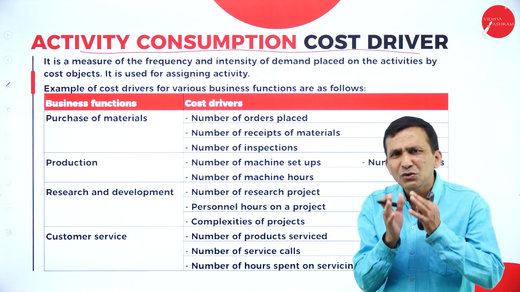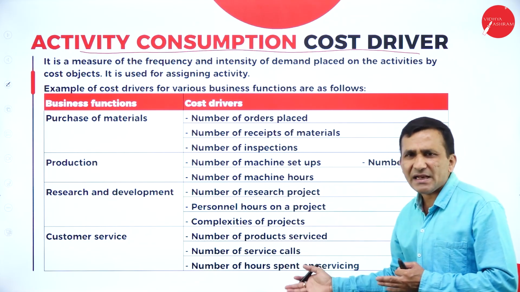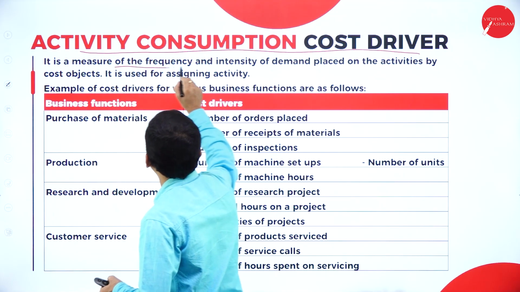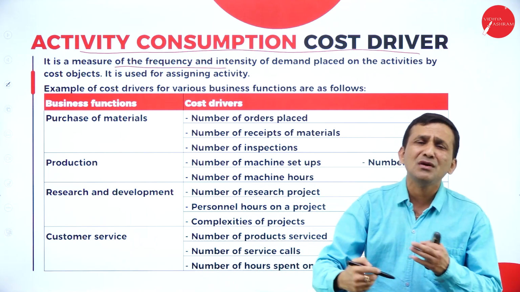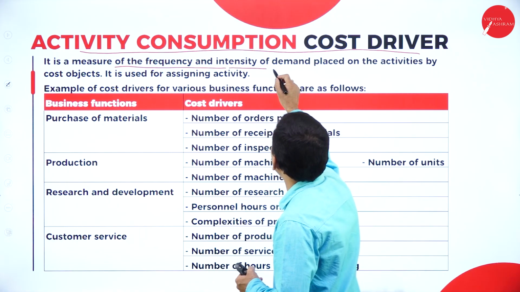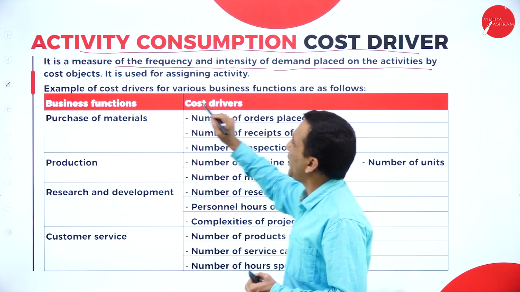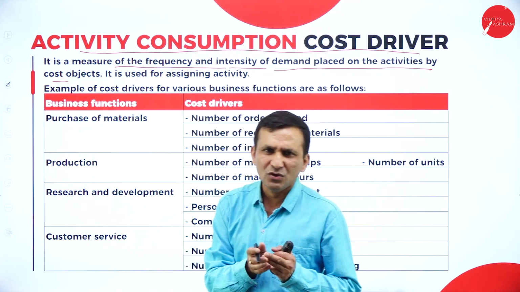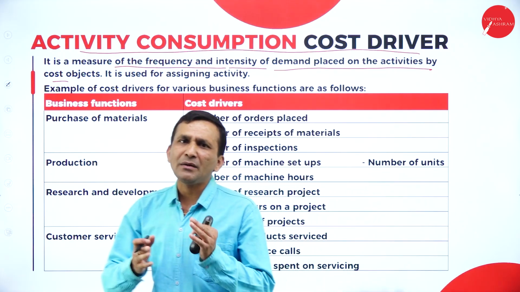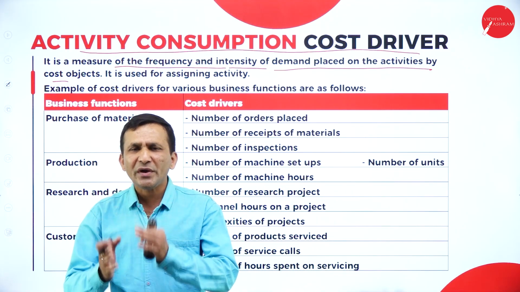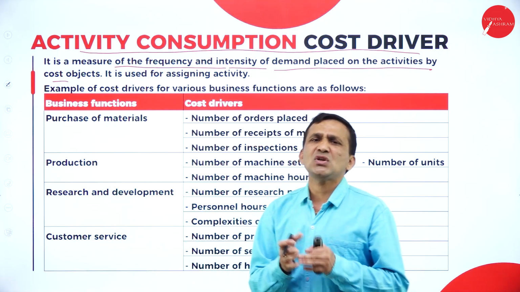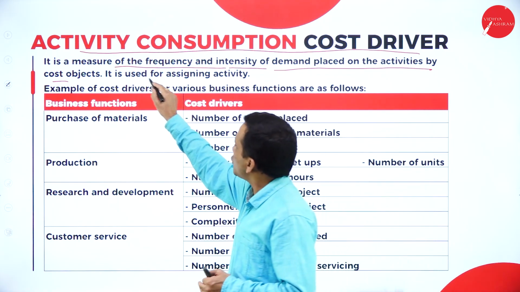Moving forward, here is the activity consumption of the cost driver. You will get more clarity seeing these examples of how the activity cost driver is used. It is a measure of frequency, meaning the numbers, the repeated or non-repeated nature. It is the intensity of demand placed on the activity by the cost objective. We are setting an objective, a production-related objective. Under production, a number of sub-departments or sub-activities are going on, and each activity has an objective, so the cost objective is very important. It is used to assign activity.